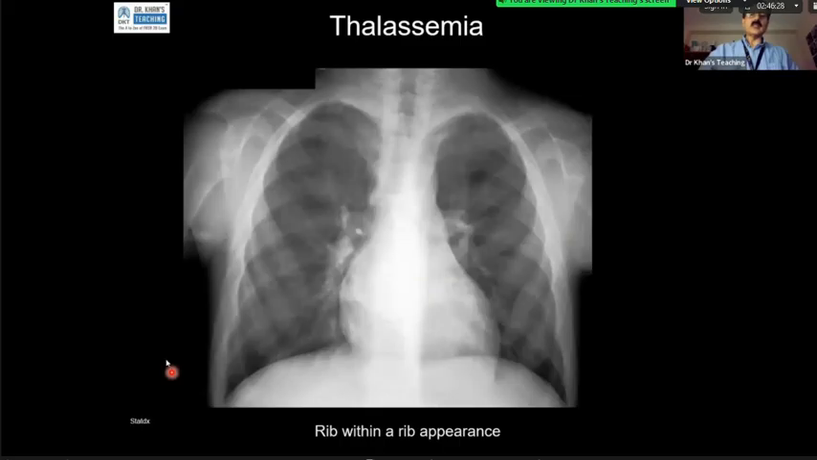Look at another example. In this example, the main point is expansion of the ribs. You don't see a paravertebral mass, as in keeping with extramedullary hematopoiesis, but look at the ribs and how expanded they are. This is also known as the rib within a rib appearance. Some people use this term for cases like this. If you look carefully, there is a rib here and there is a rib here. So, rib within a rib appearance. That can be seen in thalassemia.